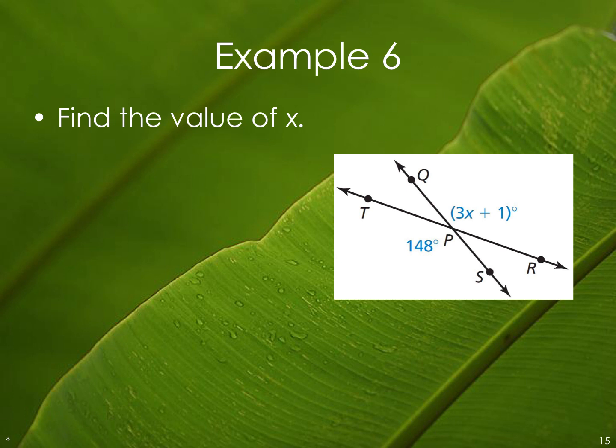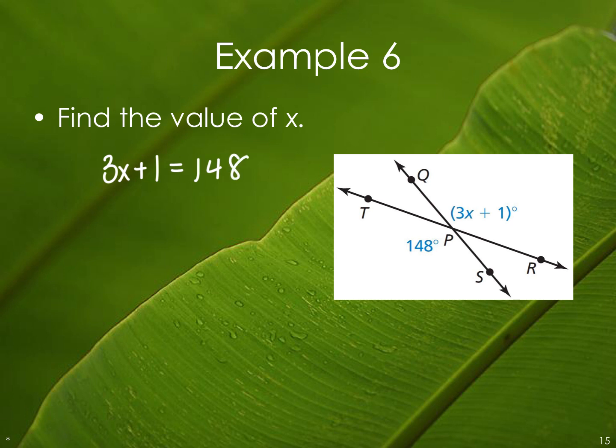Example number 6, some of you guys saw this on your homework. I want you to try and solve it on your own. You're solving for x. Remember, what do we know about vertical angles? They're the same. Looking at this, we said vertical angles are equal. A lot of you guys got it right. Just please make sure you're checking your work. You need to set it up equal to each other. So how am I setting it up equal? 3x plus 1 equals 148.